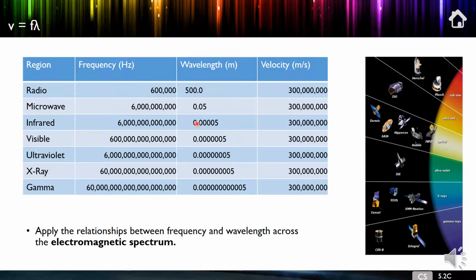But infrared is less than a millimeter. Visible, we're talking hundreds of nanometers, nano meaning billionth, and then gamma, as we said, very, very small indeed, and the frequency is getting correspondingly larger. So this column multiplied by this column always equals this column, which is our formula here, V equals F lambda.